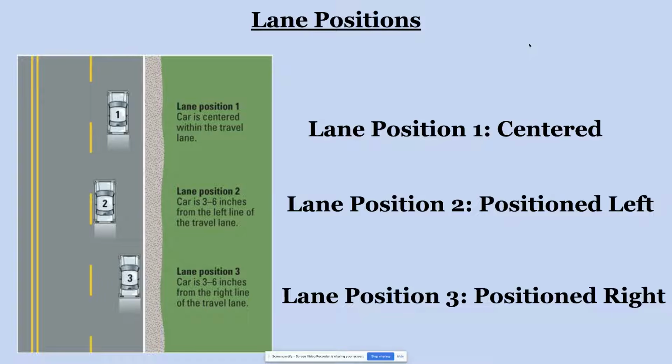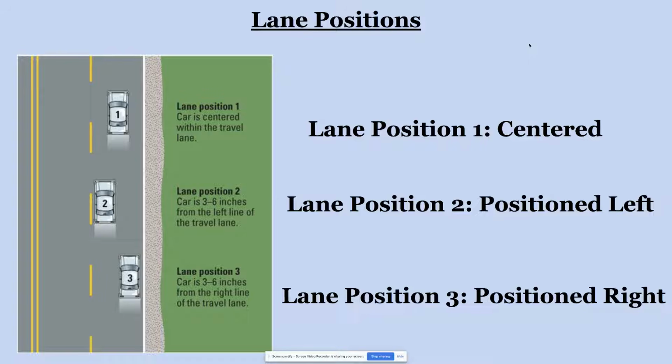So that's the center of the lane between the yellow median line and the white line near the curb. Lane position 2 is closer to the center line, or the yellow line. And in most cases, that's where you're going to be placing your vehicle to position it for a left turn or possibly to go around parked cars.